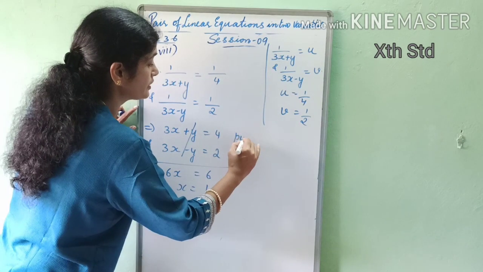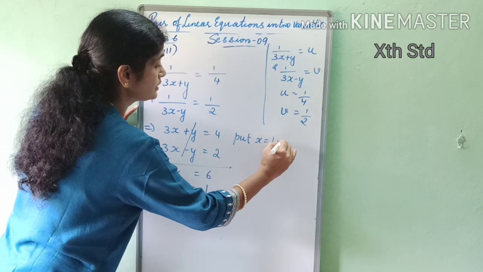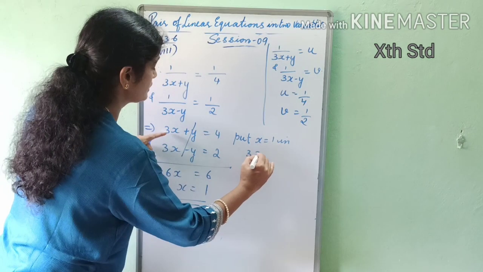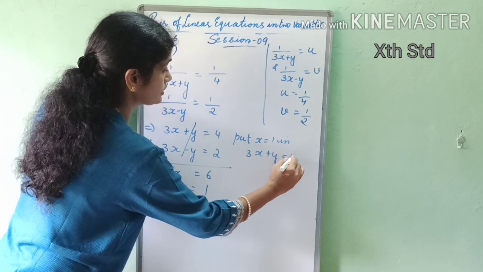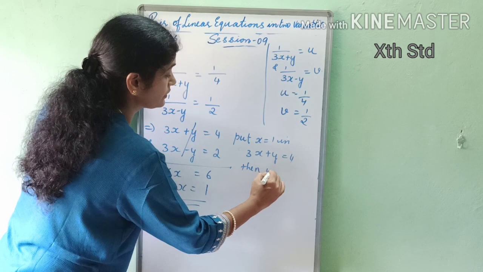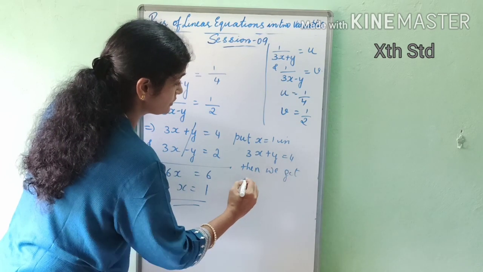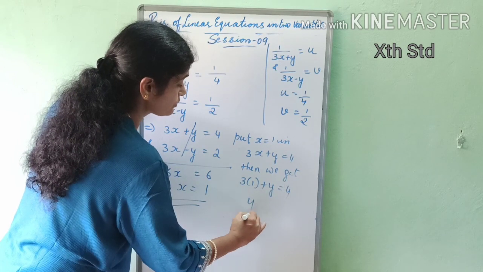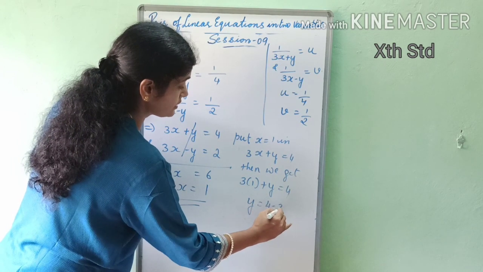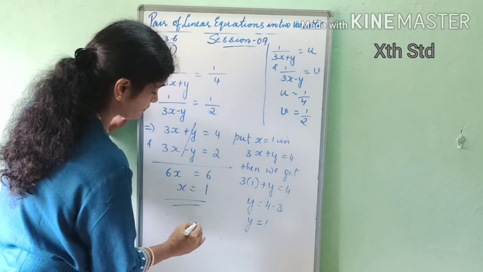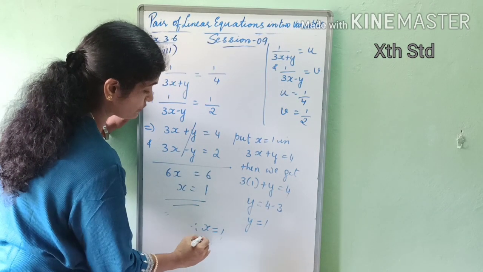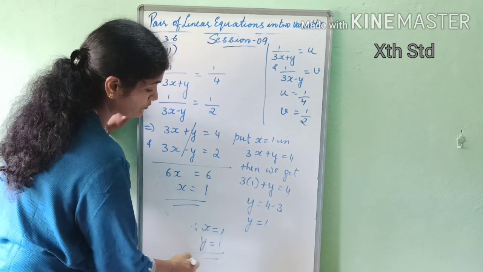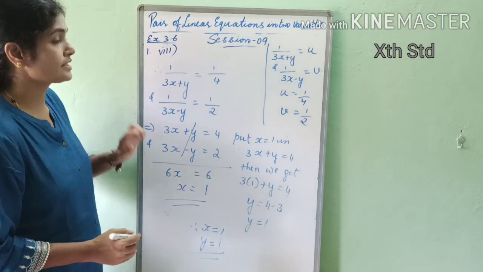Next, put x equal to 1 in 3x plus y equal to 4. Then we get 3 into 1 plus y equal to 4. So y equal to 4 minus 3. So y is 1. Therefore x equal to 1 and y equal to 1 are the solutions for the given equation.